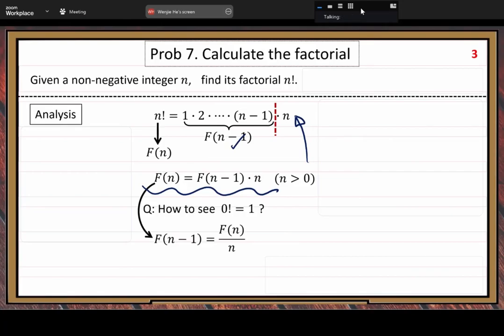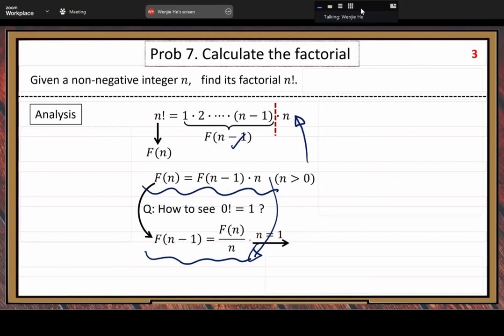All right, let me rewrite the recursive formula. So this is the recursive formula. Rewrite it, f of n minus 1, just simple algebraic manipulation. F of n minus 1 equals f of n over n. That should be correct, right? There's no contradiction in this step. Now, let us plug in the value. So this formula is correct.